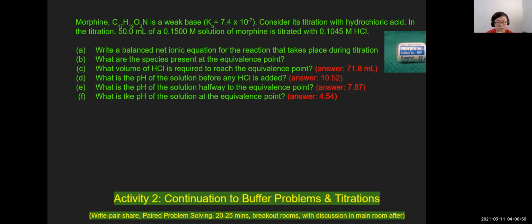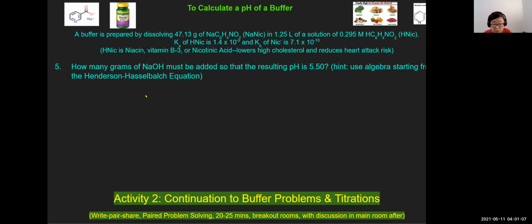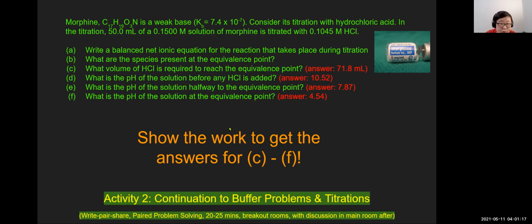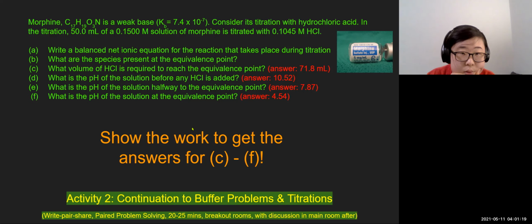And then for the last part, it's similar to part D, you just need to apply a weak acid problem, and you're going to get this value. So I guess it says you can show the values if you would like.